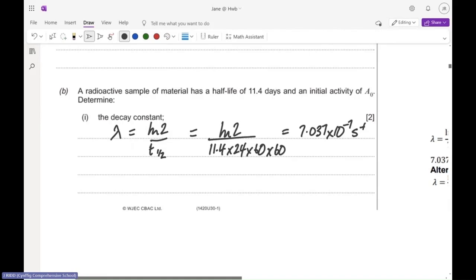Remember, it is the probability of decay each second, which in this case, of course, is relatively low, I suppose. 7.037 times 10 to the -7.